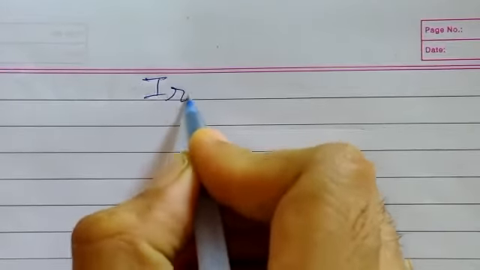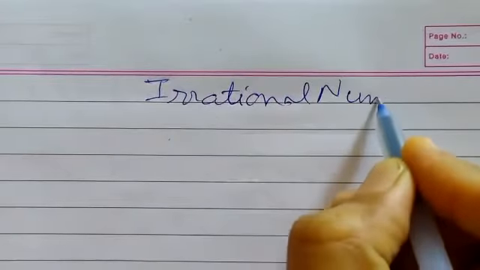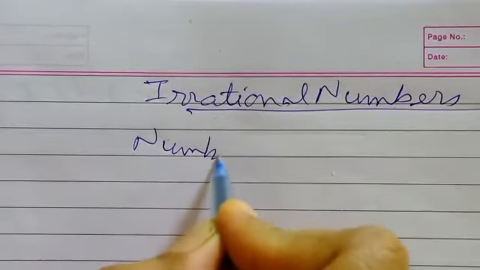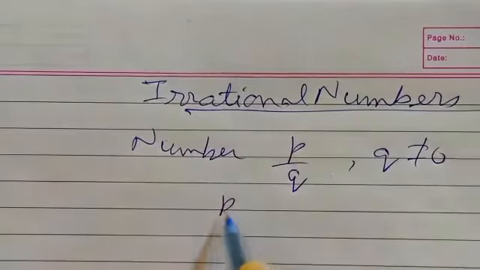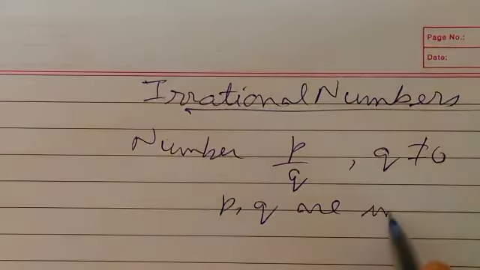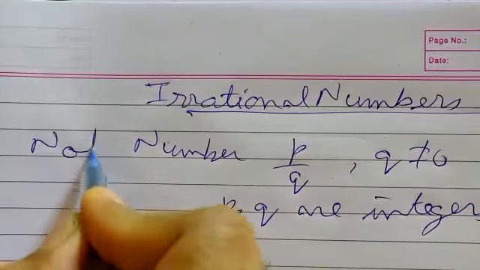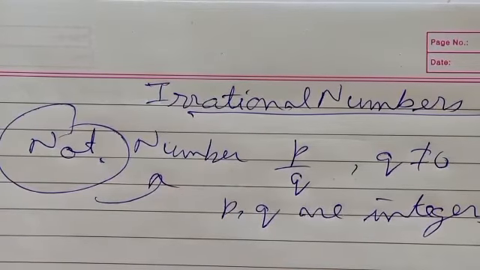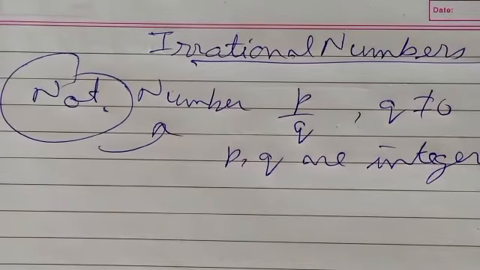Students, today we learn what are irrational numbers. So what are irrational numbers? Numbers which cannot be written in the form of p by q, where q is not equal to 0 and p, q are integers. So they should not be written in the form of p by q, where p, q are integers. Such numbers are known as irrational numbers.